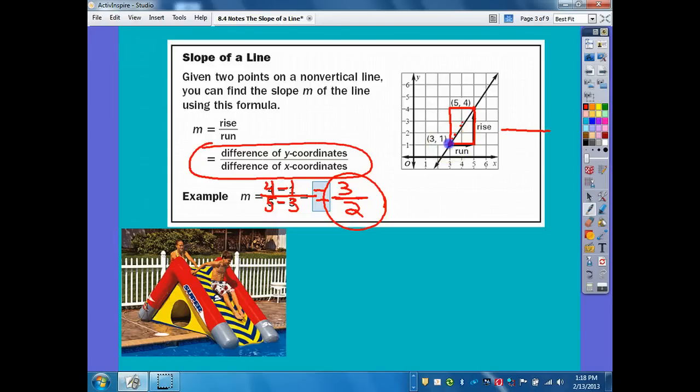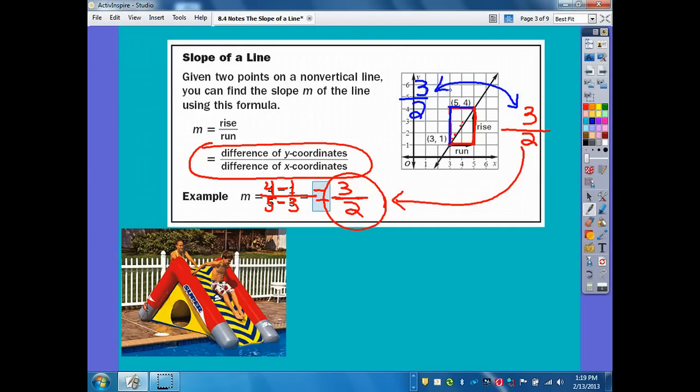All right, so either way I go, let's go this way first. I would run a positive 2, so run is on the bottom, and I would rise how many? A positive 3. Look familiar? All right, so just by looking at the graph. Well, what if I went the other way, Mrs. Lennon? Well, let's try it. If I went this way, if I rise, how many? So now the rise is on top, and then I run 2. We still end up getting the same answer, don't we?